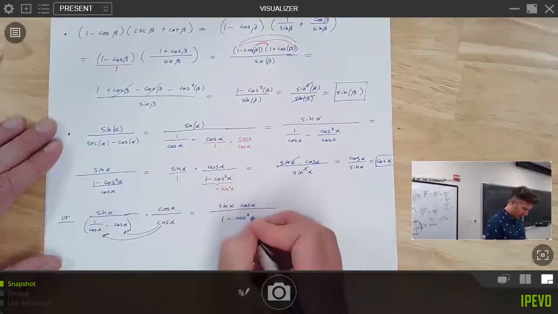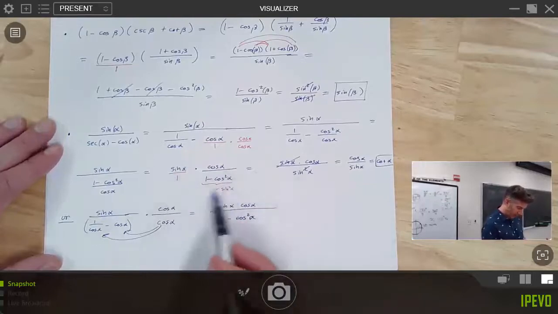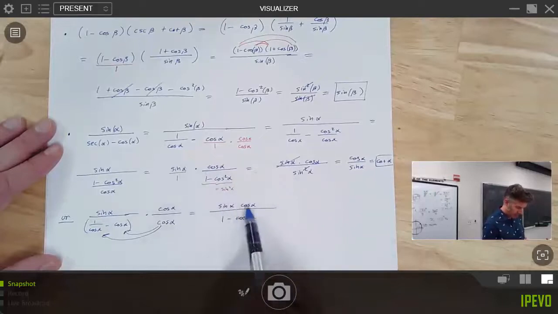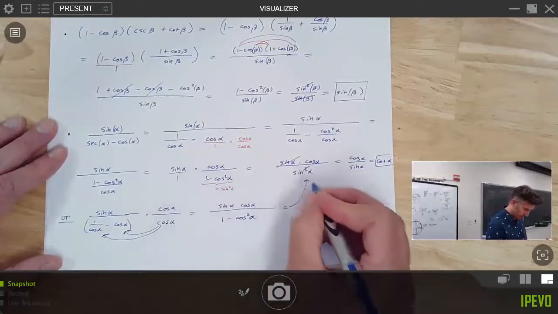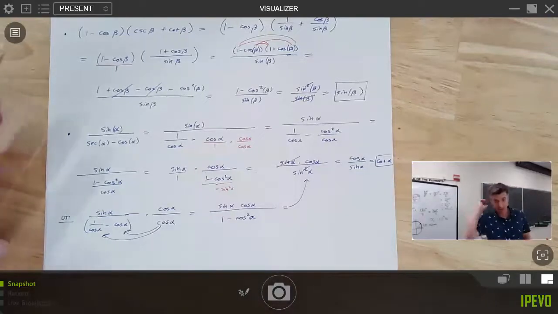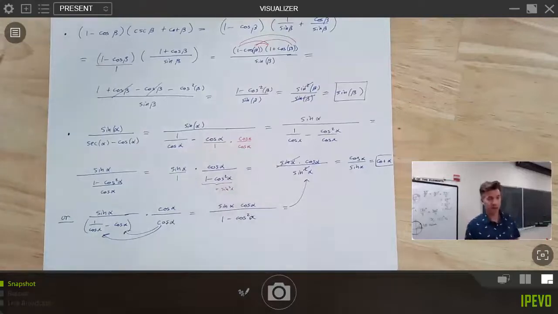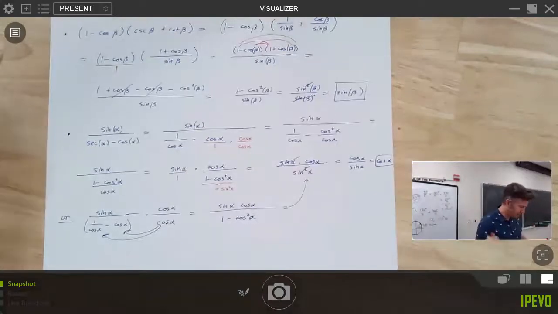And look, we're exactly back to where we were right here. We have sine times cosine over 1 minus cosine squared. That's going to end up being the same as this. So we're going to end up getting cotangent of alpha again, which we should, right? No matter how we do it, if we simplify it as much as possible, we should pretty much get to the same place no matter which route we take. All roads lead to the same place.